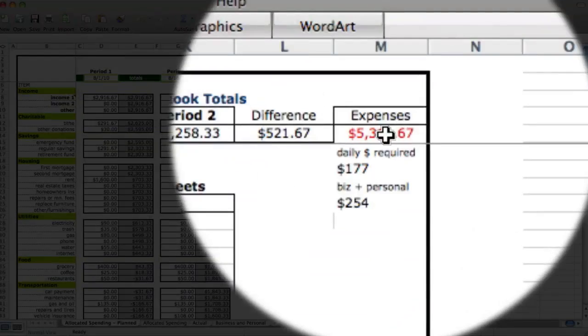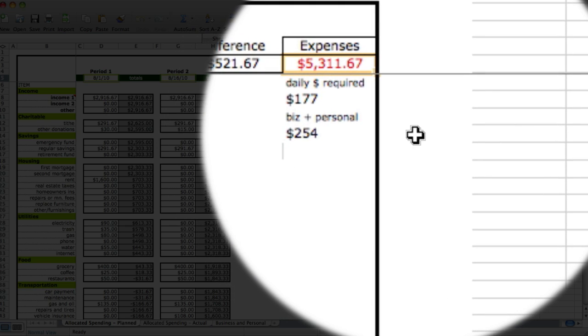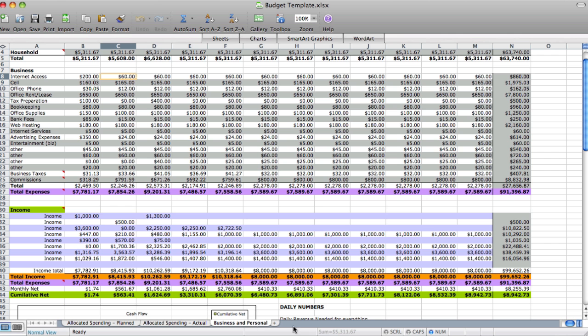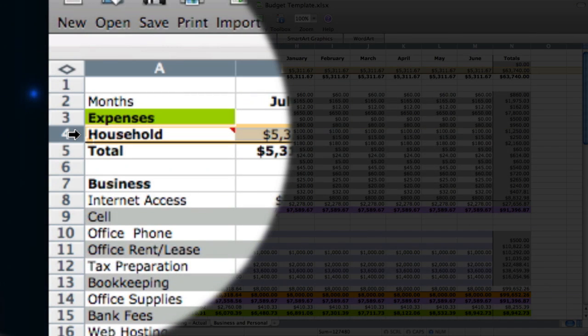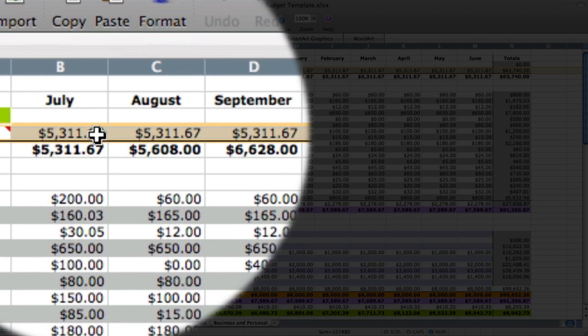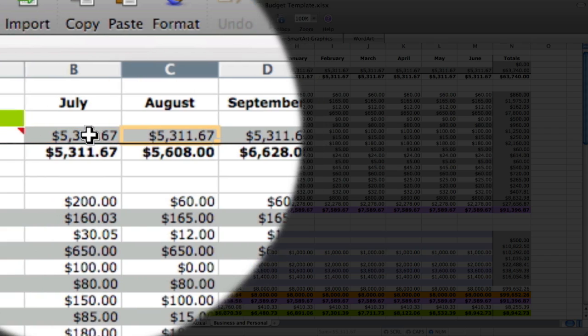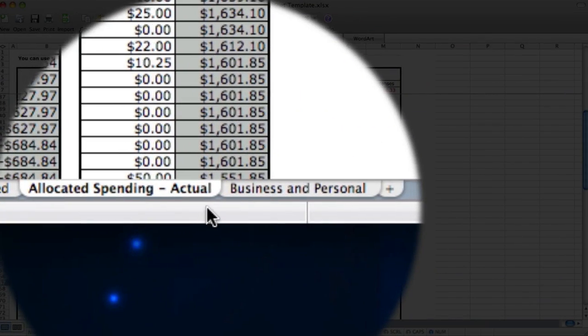Up here you can see that I've combined the 2 periods' expenses into a number, 5,311.67, and I'm carrying it over to a new tab that I use quite a bit in my business. I carry it over to this line right here, which is my household expense line. At the end of every month, I go back and put what I actually spent, but for the upcoming months, I use what I've planned. And I get my actual amount from this tab, which is the allocated spending actual tab.